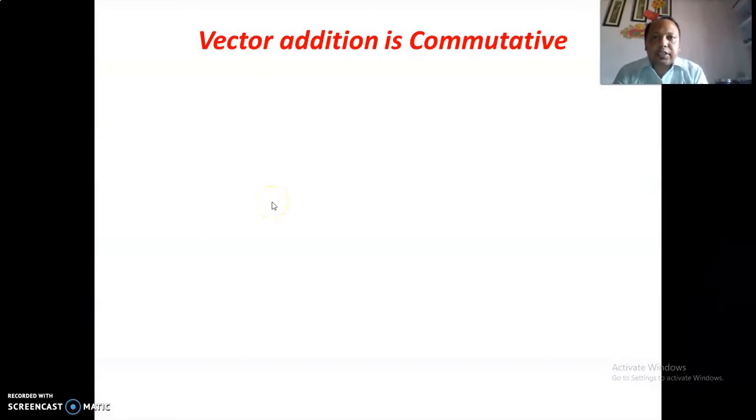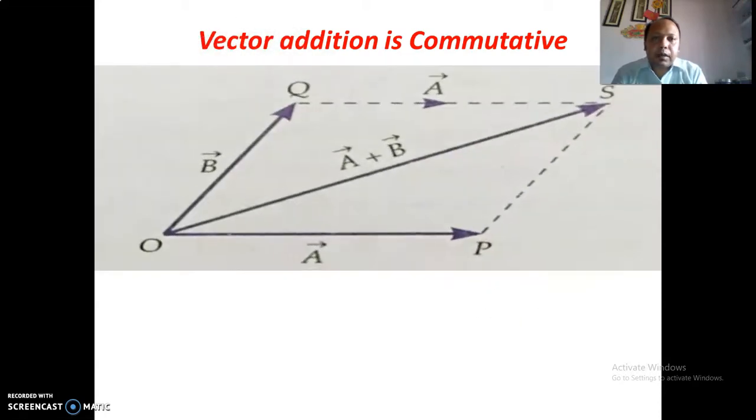First we are going to discuss vector addition is commutative. That is, vector A plus vector B is equal to vector B plus vector A. So let us see how it is done. Let us consider two vectors here, vector A and vector B, as you can see here. Now these two vectors are considered to be two adjacent sides of a parallelogram, starting from the same initial point.